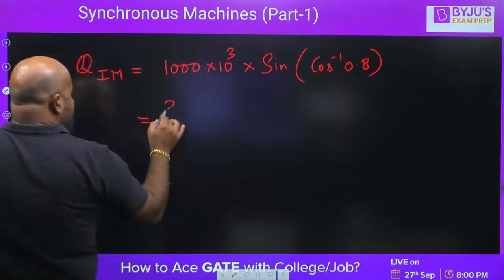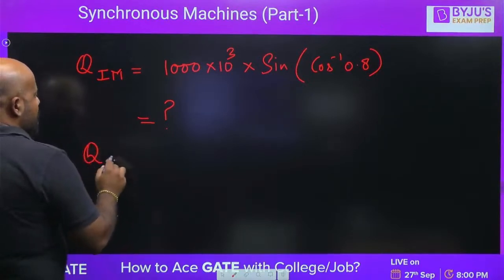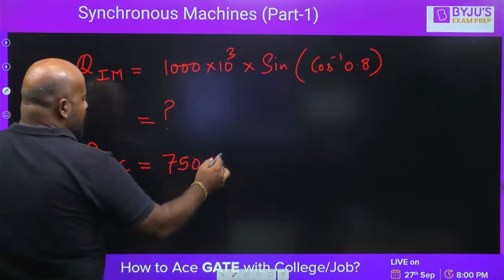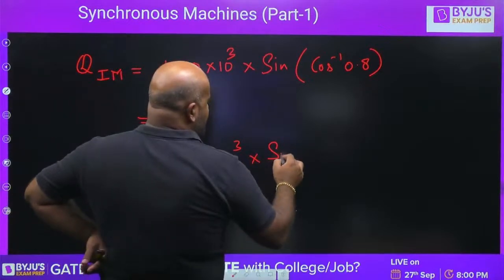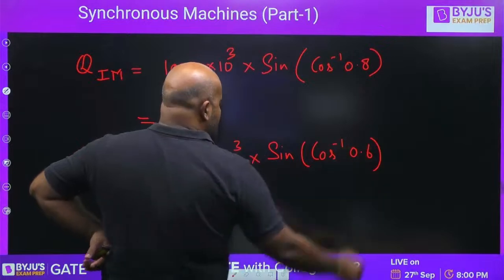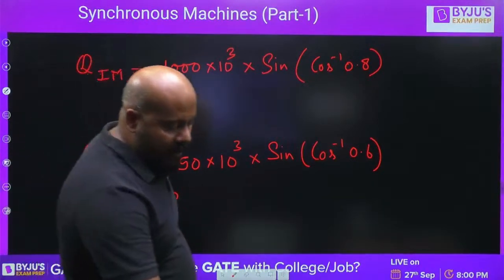Can you find this value, everybody? And what is going to be Q of the synchronous condenser? This is again going to be 750 kVA times sine of what? Cos inverse 0.6. Just try to solve these two values and you will get your answer.